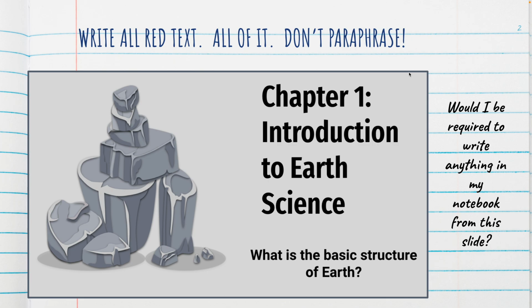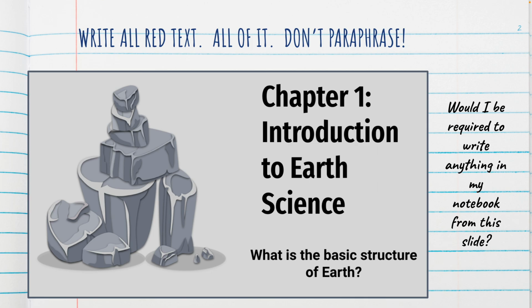So just a few of the basic things. Write all red text, all of it. Don't paraphrase. I have already gone through things and tried to paraphrase. I'm not trying to make it harder for you, I'm trying to make it easiest. I'm constantly asking, what's the necessary stuff? And that's what I have on there. So write all red text, all of it. Do not paraphrase.